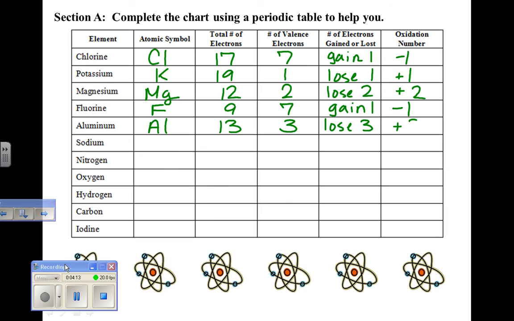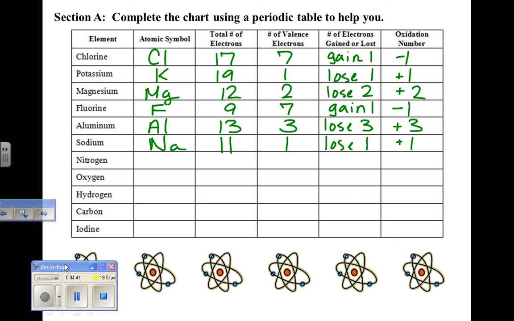Okay, sodium. Number of electrons. Number of valence. Lose 1 or gain 7? So if you lose 1, it's +1. I know you want to say minus, but electrons are negative. So if you lose an electron, it makes you positive.